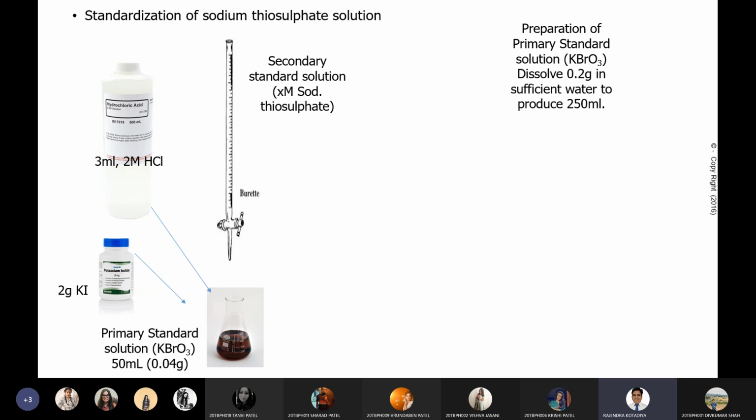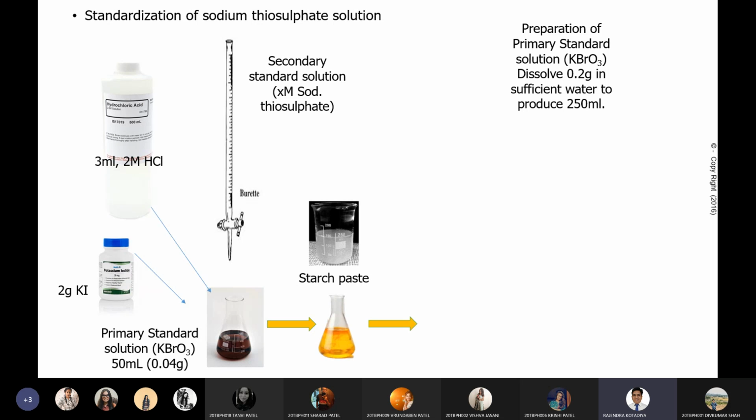Okay, so to that resultant mixture we will titrate against our prepared sodium thiosulphate solution. So when you start titrating, જેવું તમે સ્ટાર્ટ કરશો ટાઇટ્રેશન, એટલે આનો જે બ્રાઉન કલર છે એ ધીરે ધીરે લાઇટ યલો કલરમાં ચેન્જ થશે. So જ્યારે બી લાઇટ યલો કલરમાં ચેન્જ થવાનો સ્ટાર્ટ થાય, after that we have to add our indicator, and indicator in this case is our starch paste.